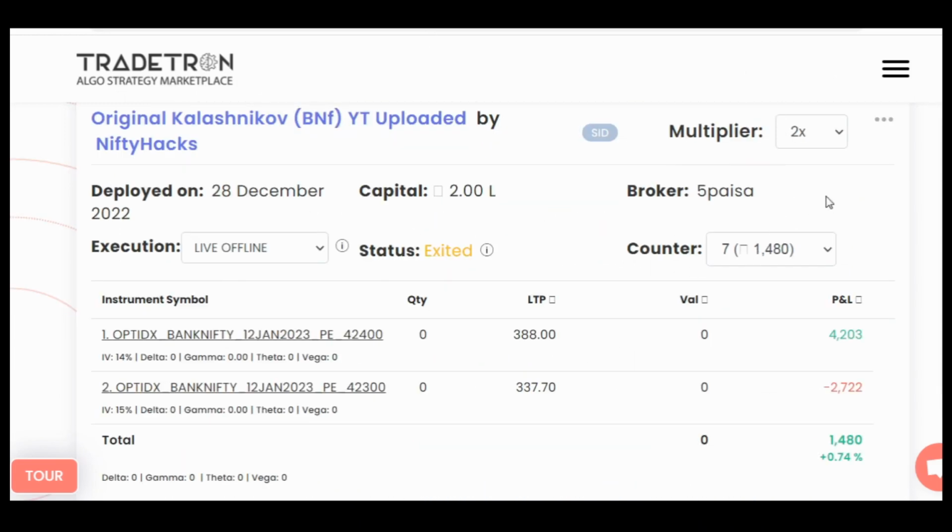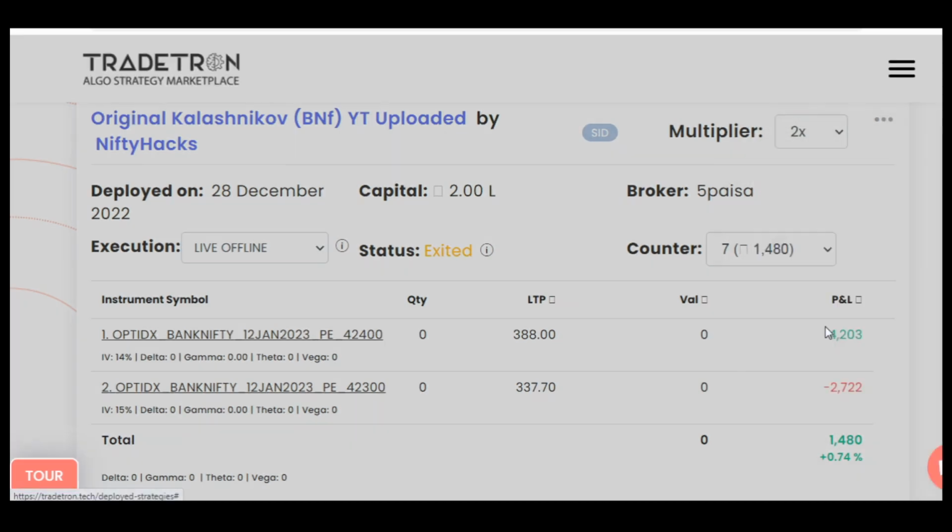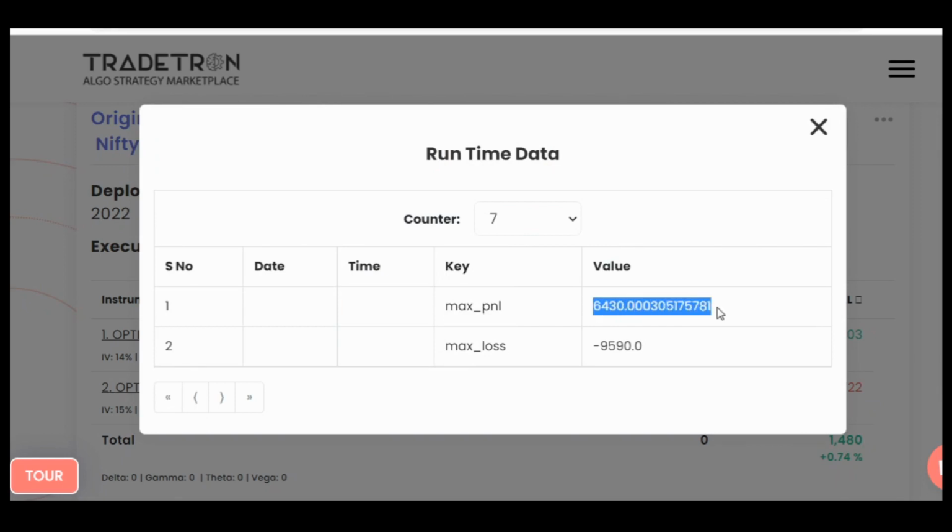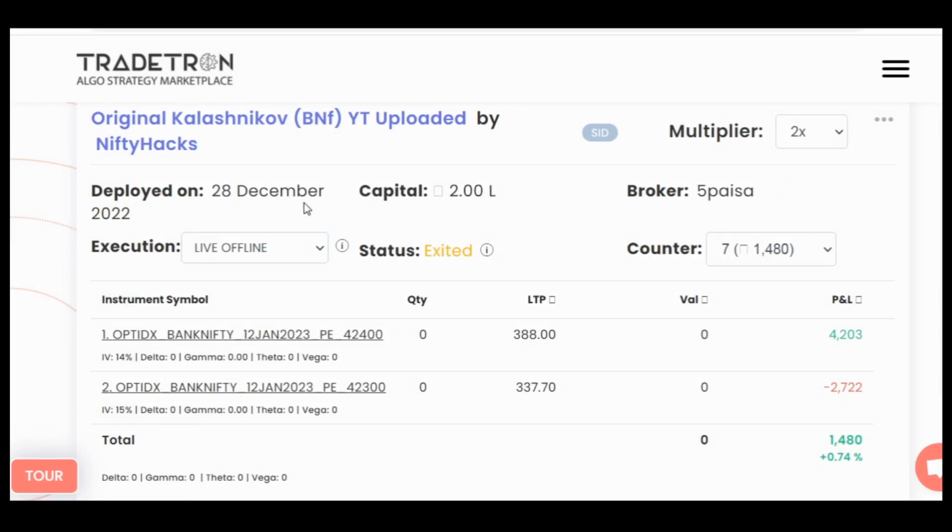Another thing I wanted to tell you guys for many days, that you can check this runtime data, and you can see our max profit once went to 6400 and our max loss went up to 9500, right? So I would suggest you have some kind of trailing stop loss, or at least a lock-in profit level also, as per your PNL appetite. So this is for the original version.